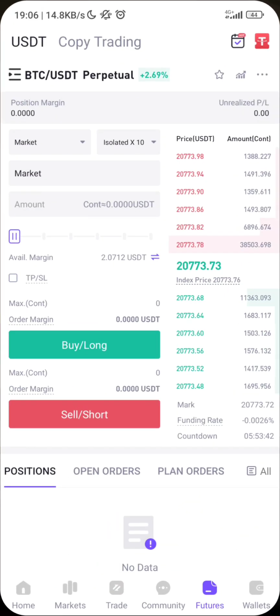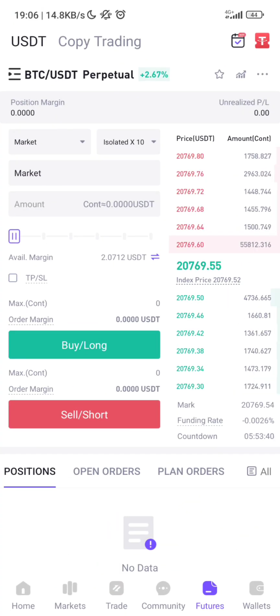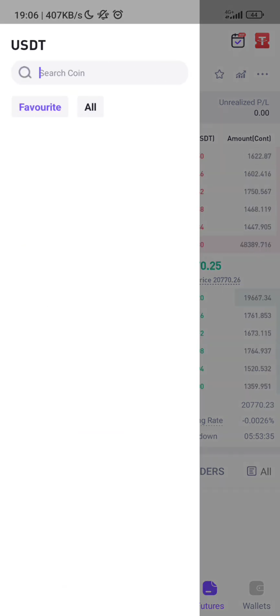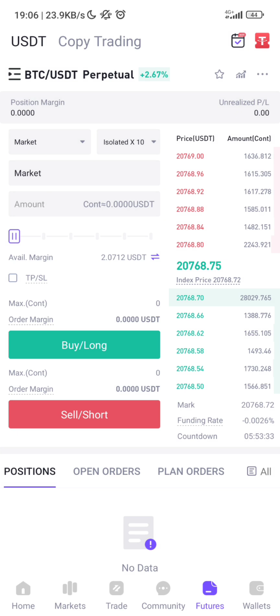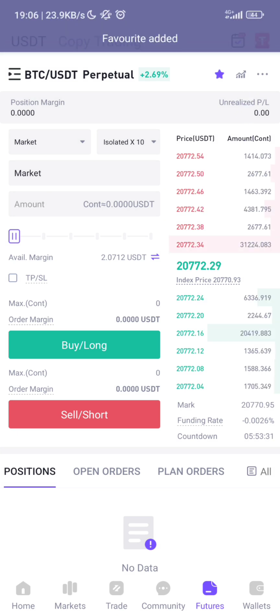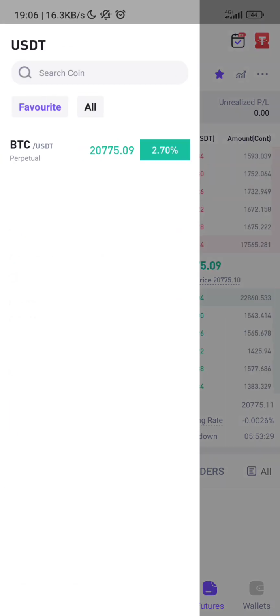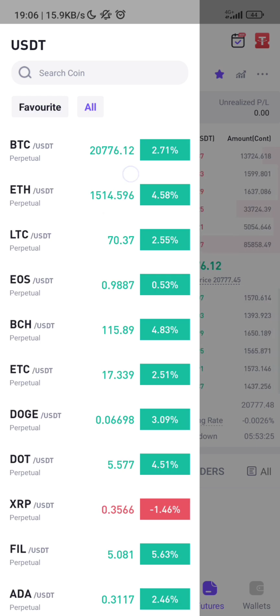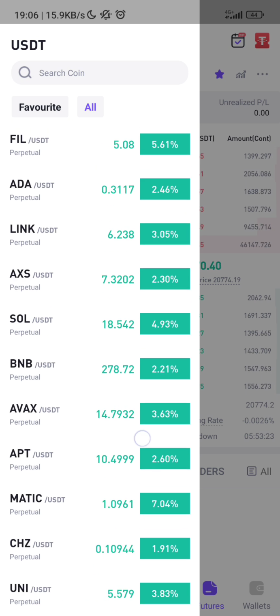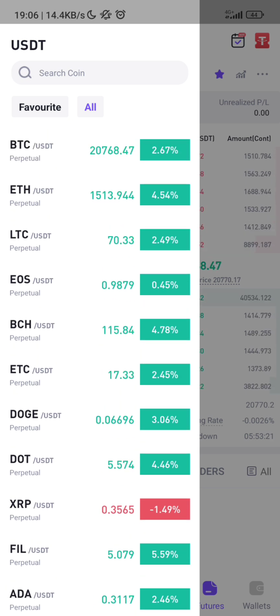So CoinW. Back to our futures trading. So now this is the trading interface. This is where you select different pairs. My favorites are the ones that you star. Now if I star BTC, it has been added to my favorites, so I'll see it in my favorites, right? So those are the ones you want to focus on trading. So we have all. These are the pairs they offer for now. With time they'll be adding more pairs to the list.